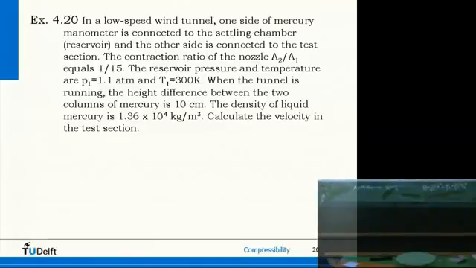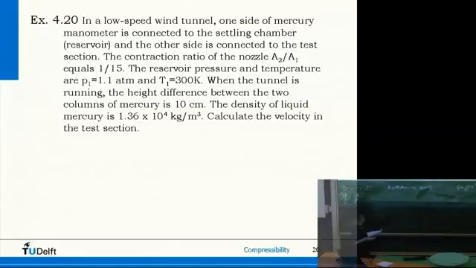So which one is the high pressure? P1 is the high pressure in this case, and P2 the low pressure. No, it's wrong, sorry. I'm confusing you. But be aware that you do the P1 and P2 correct.